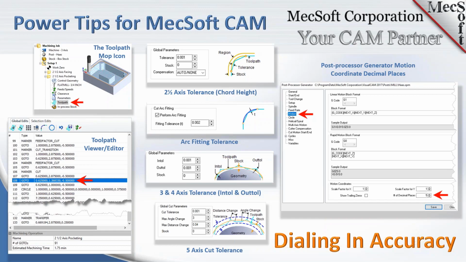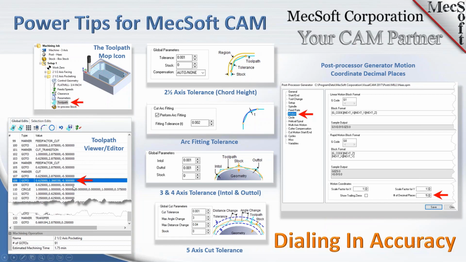So I've got all the different dialogs up on the screen. We're going to start from the top left over here, and we're going to work our way down to the right. So the first thing you will notice is that there is a toolpath icon in the machining job folder right here. So every machining job has a folder. Every folder has a number of icons. And if you double click on the icon for toolpath, it will display what we're calling the toolpath viewer/editor. Depending on your configuration, you may only be able to view the toolpaths. In higher configurations, you can actually edit the toolpaths from this dialog as well.